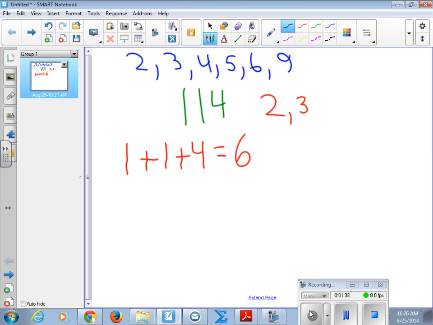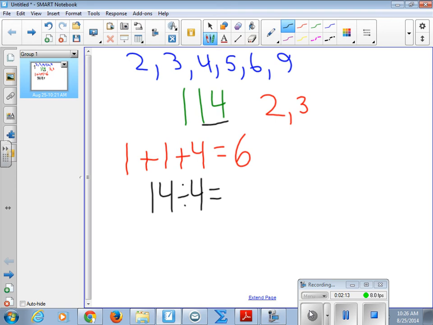The test for 4. We take the last 2 digits of the number. If they form a number that can divide by 4, the whole number can. So we get 14. Can 14 divide by 4? Well, not evenly. Therefore, we cannot use 4. The 5 test is easy. If the last digit of a number is 5 or 0, it can divide by 5. Our last digit here is 4. Therefore, we can't divide by 5.